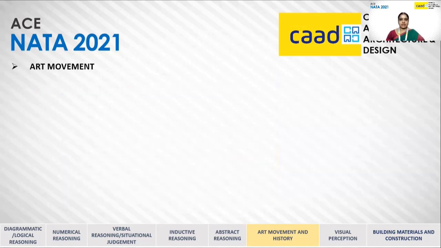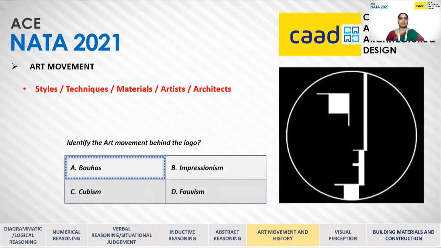Next topic is art movement, based on style, techniques, material used, or the artists and architects who have worked for the movement. For example, identify the art movement behind the logo. Bauhaus is the answer.